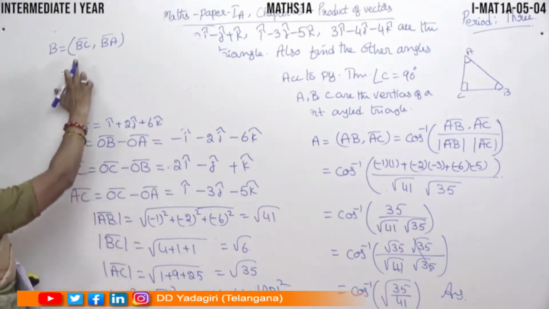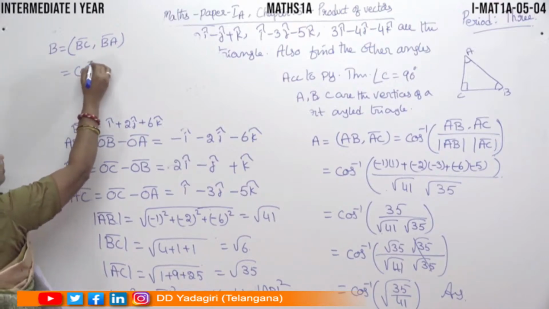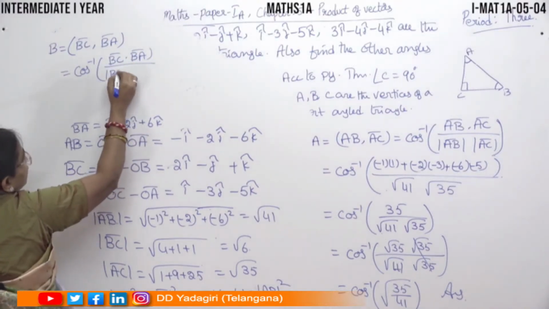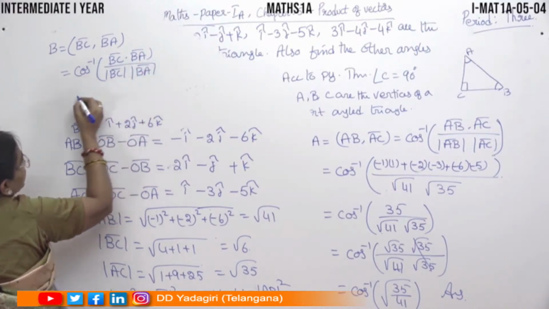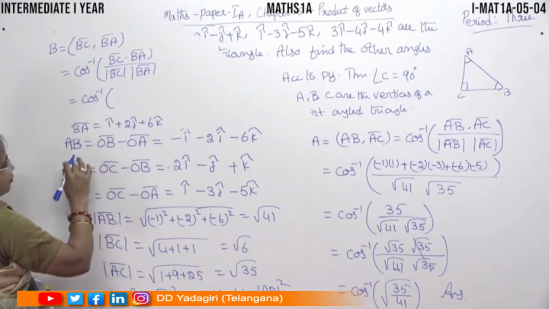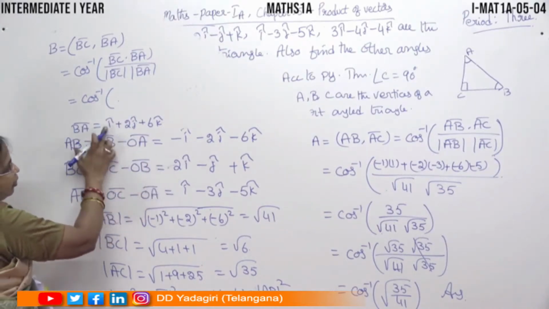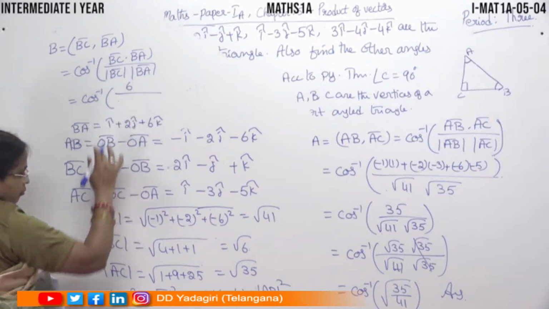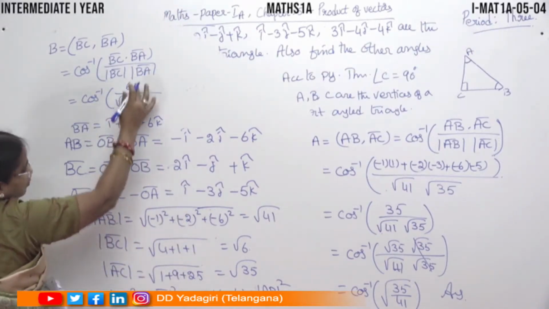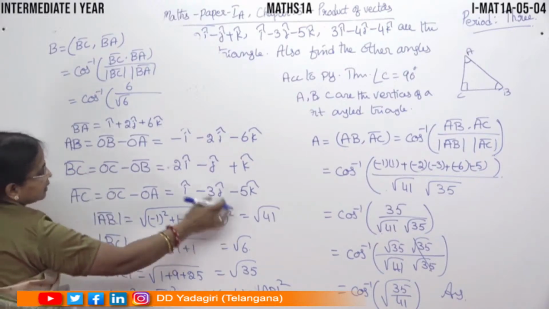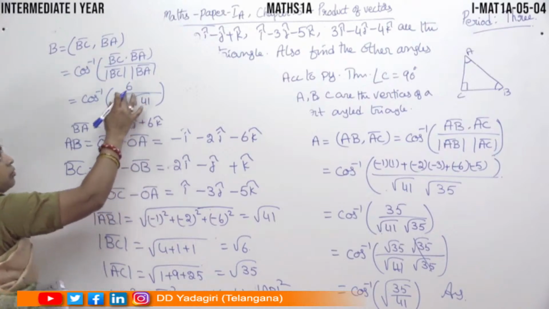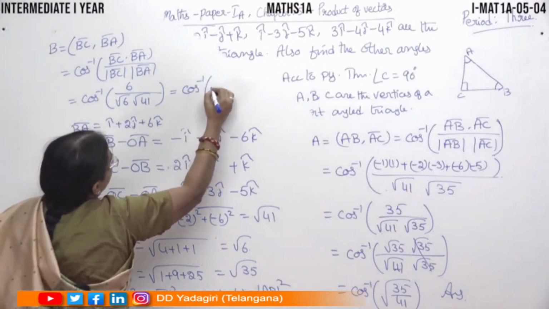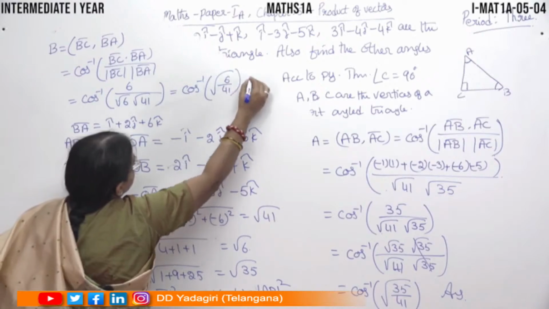This is BA. Now the angle between BC and BA is cos inverse of BC dot BA by mod BC into mod BA. So you can substitute all the values. So BC dot BA will be 2 minus 2 is 0, and then plus 6. So it is 6 by mod BC. Mod BC is root 6, and mod BA or mod AB are the same, so that is root 41. Again here you write 6 as root 6 into root 6 and cancel root 6. So you'll get cos inverse of root of 6 by 41. So this is another angle.